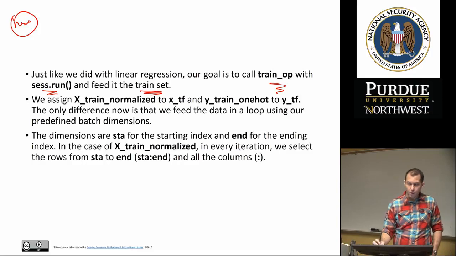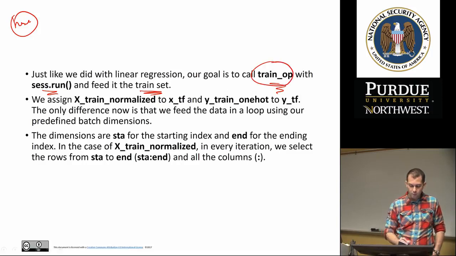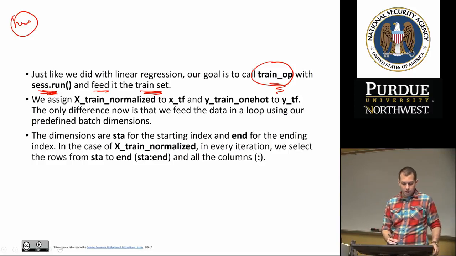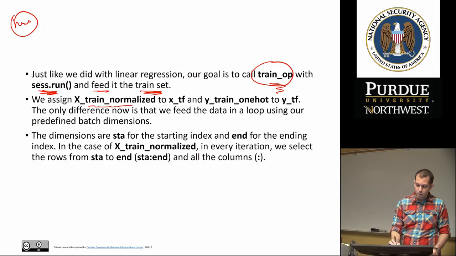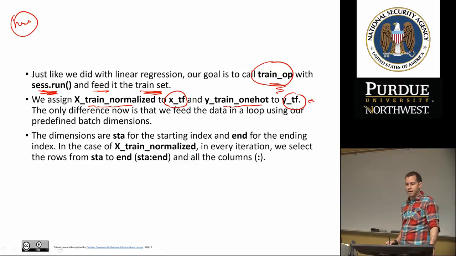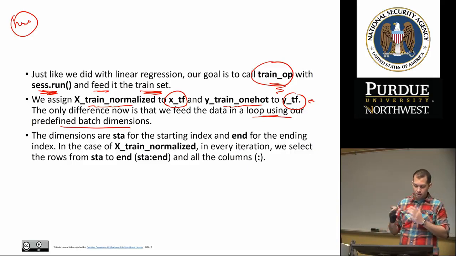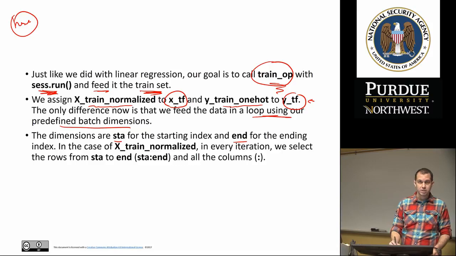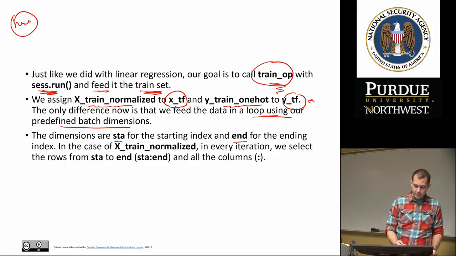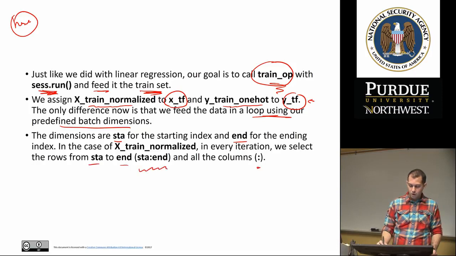Just like we did in linear regression, our goal is to call the train op node with session run, and we saw that we can feed it the train set. We assign X train normalize to our node XTF, which remember are the placeholders, and we assign Y train 1 hot to the YTF node. The only difference now is that we feed the data in a loop using our predefined batch dimensions. We did start and end, sliced out that chunk, then the next chunk, and so on. The dimensions were sta for the starting index and n for the ending index. In the case of X train normalize, in every iteration, we selected the rows from sta to n by using this and all of the columns.